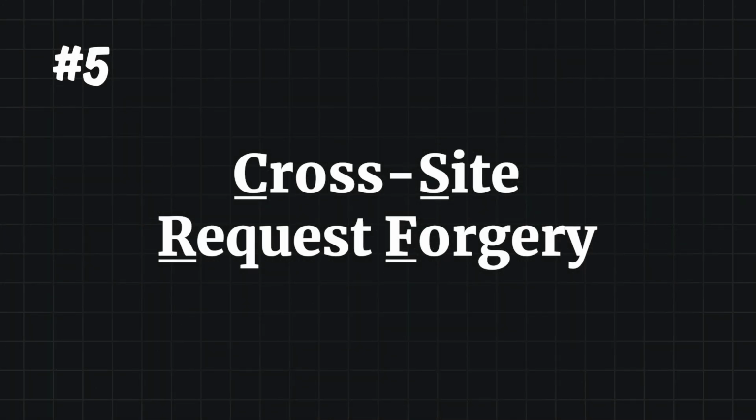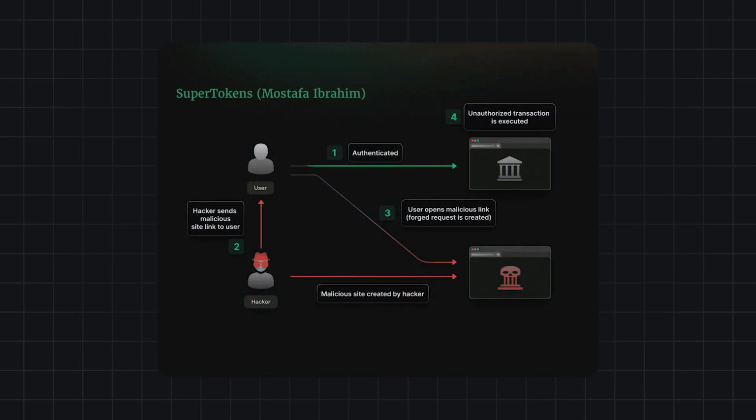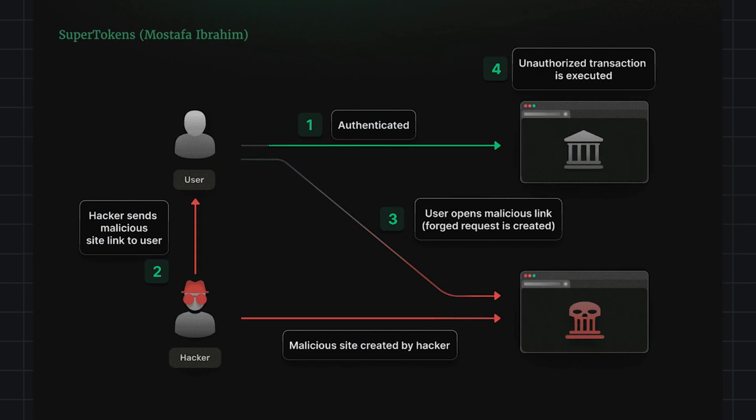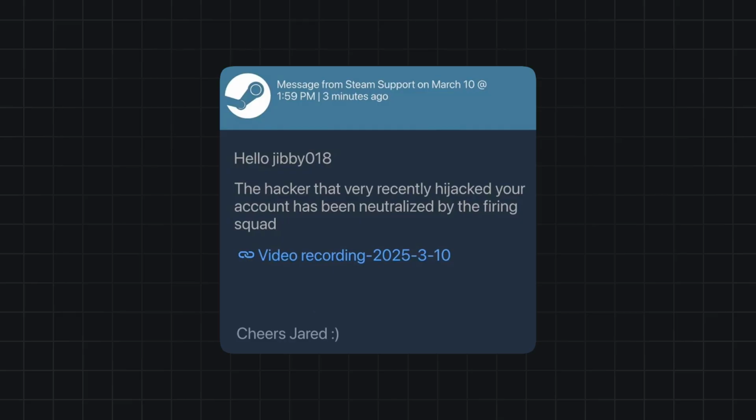CSRF, or cross-site request forgery, is an attack where a malicious site tricks a logged-in user into unknowingly performing actions on another site, like changing their email or sending a message. Because the browser includes cookies automatically, the server thinks the request is legit, unless extra protection is in place.